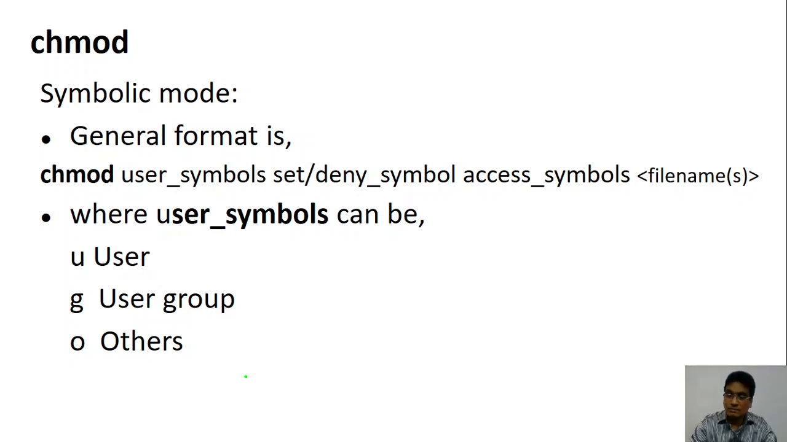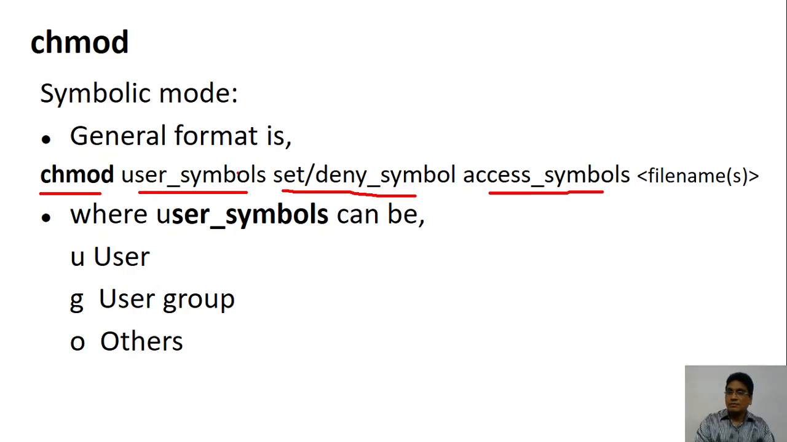So you write chmod, then you specify the user symbol, or you can use the octal number also. Then you use the symbol to say whether to set the permission or remove the permission, okay, set or deny the permission. Then you specify the access permission and the file name.